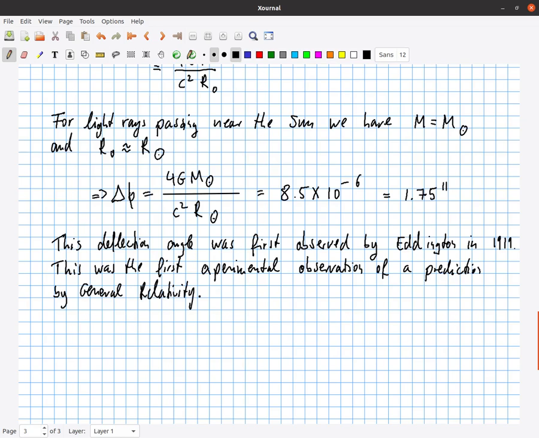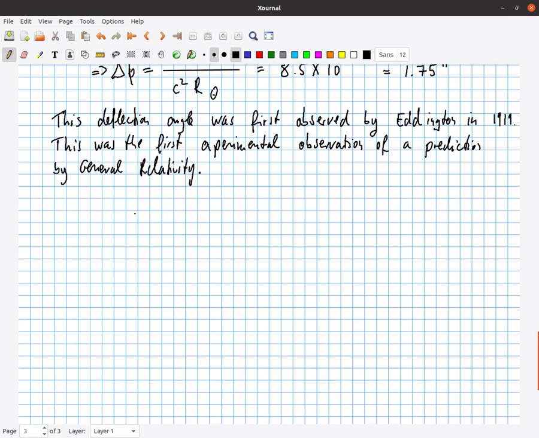But here comes the interesting question, and this is what I want to discuss for the rest of this lecture. Where is the Newtonian angle?